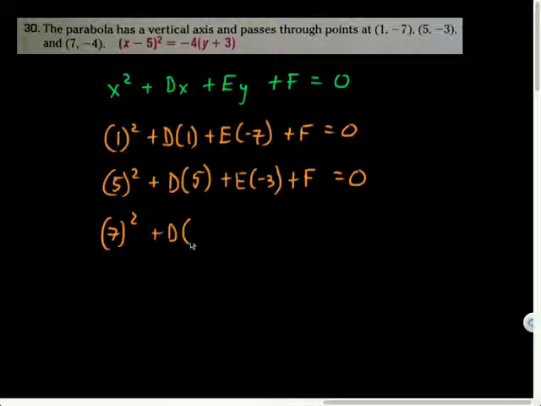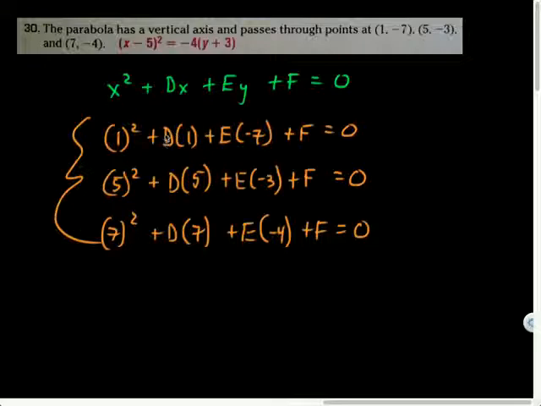Plus d times 7 plus e times -4 plus f equals 0. So notice, behold, I have 3 equations and 3 unknowns, d, e, and f. So that's something I can solve. We know what we're doing there.